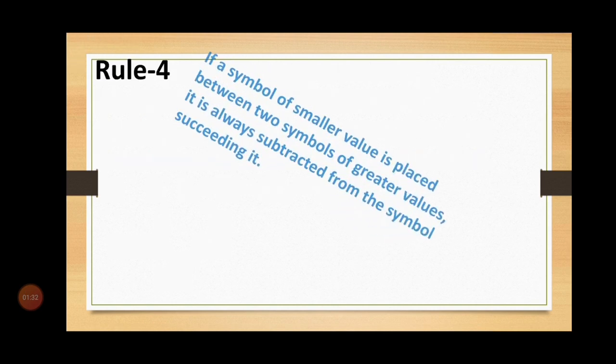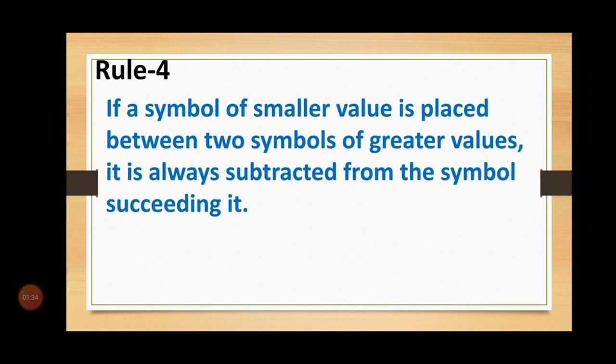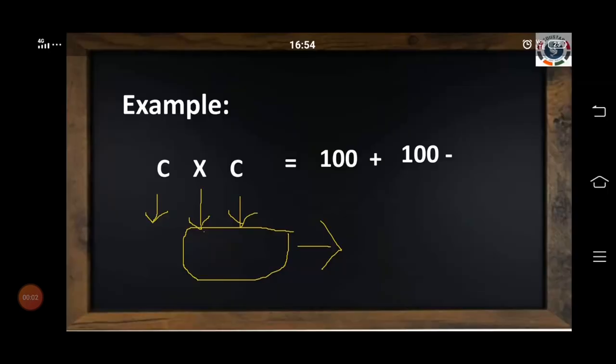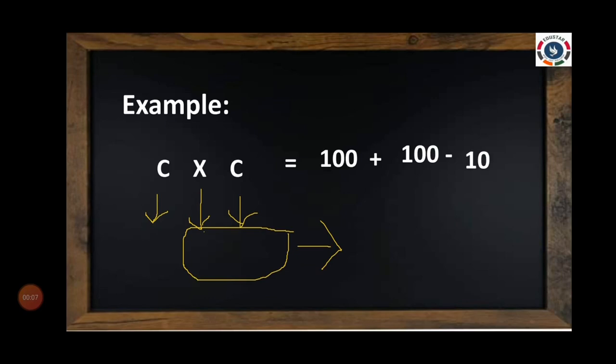Then rule 4. If a symbol of smaller value is placed between two symbols of greater values, it is always subtracted from the symbol succeeding it. For example, CXC is equal to 100 plus 100 minus 10.